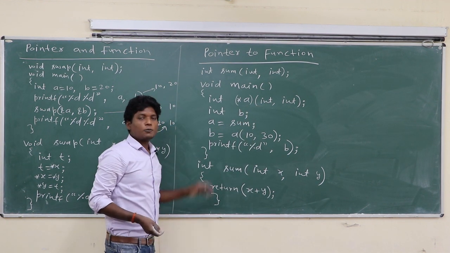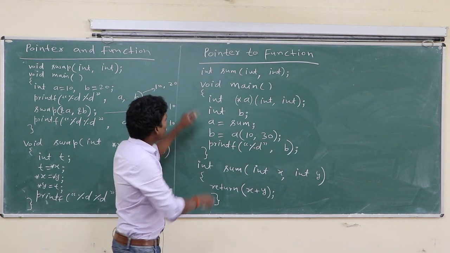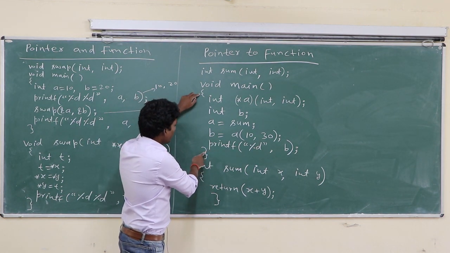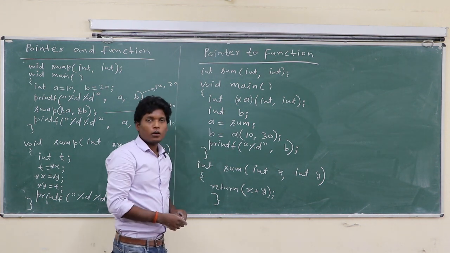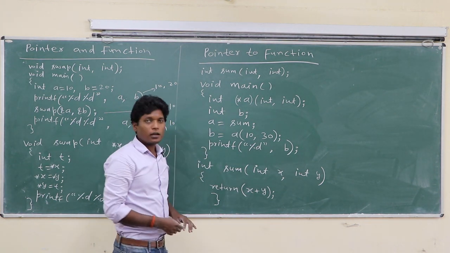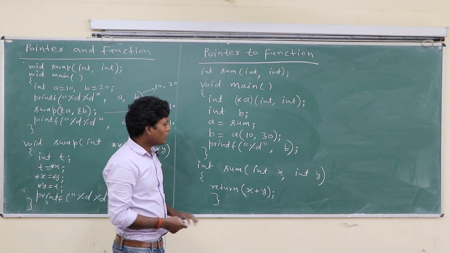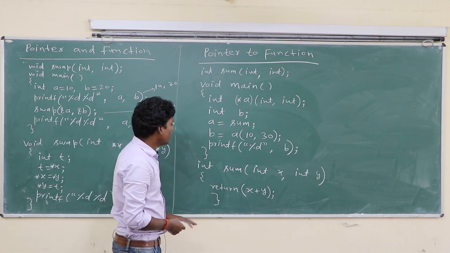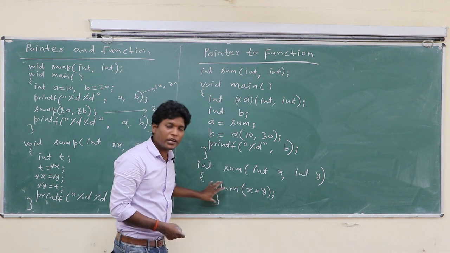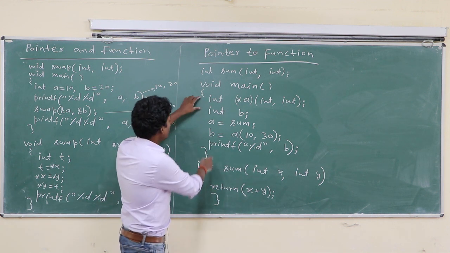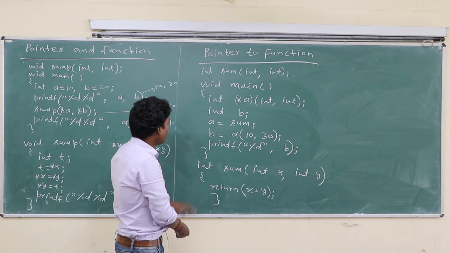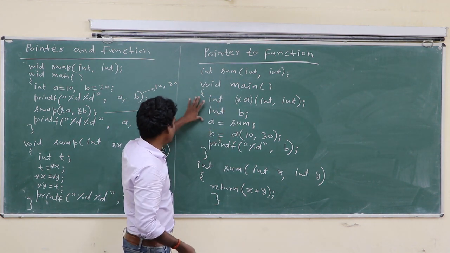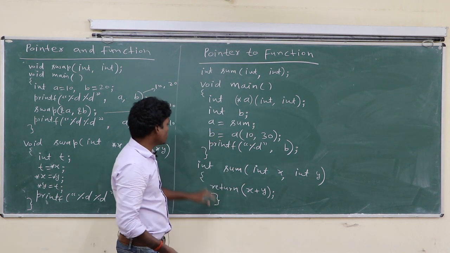Class, in this program there are two functions. One is the main function from here to here, another is the sum function from here to here. Okay, both functions are user defined, because here the user writes the body of the function. So this main function is user defined, and this sum function is also user defined.